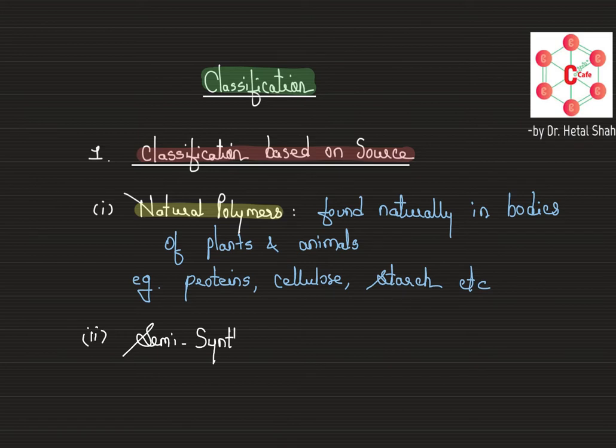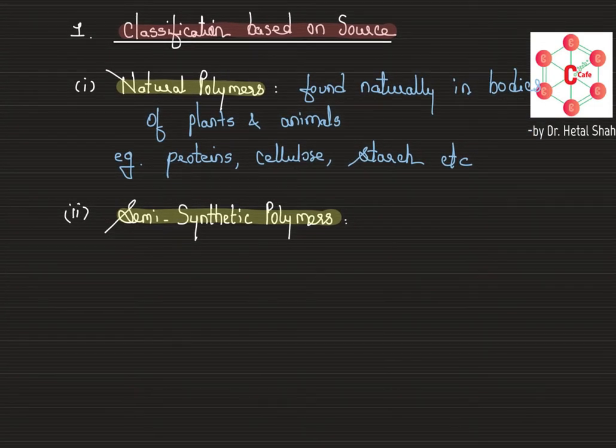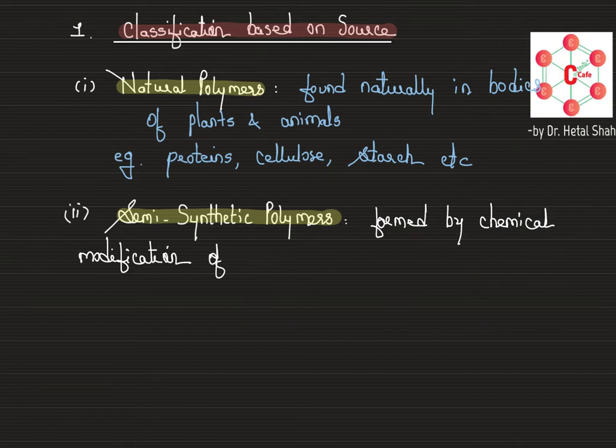The second in this category would be semi-synthetic polymers. These are the ones which are formed by chemical modification of natural polymers. So here we write, these are formed by chemical modification of natural polymers.